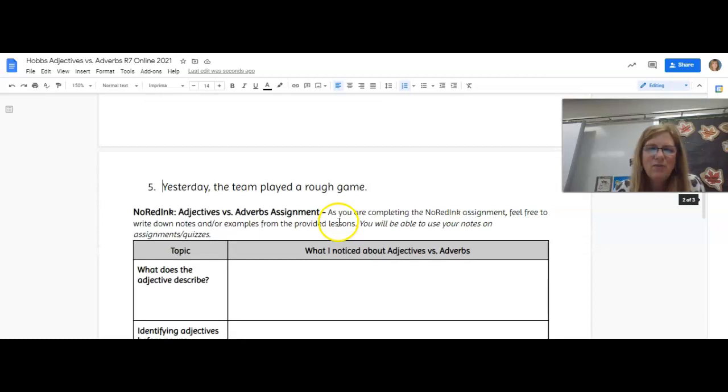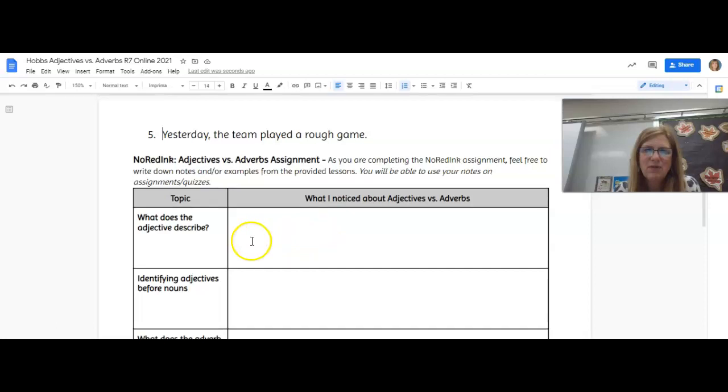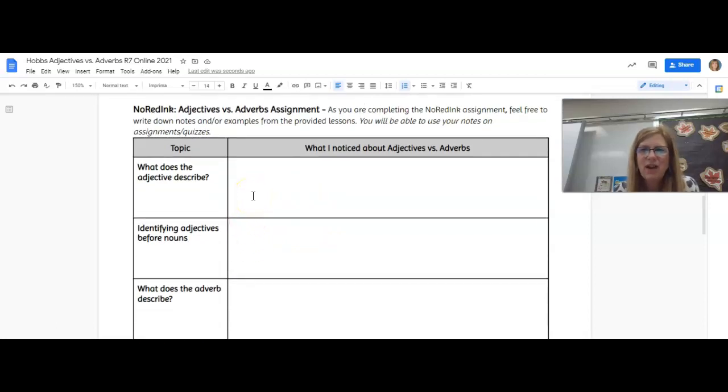After you're done with that, I want you to go to NoRedInk, and there are six topics dealing with adjectives and adverbs to give you a little bit more practice. If you are learning something or you want to write some examples down, this is a document that you can write that down. It is not required, but I will tell you it is an open note quiz when we get to it, and sometimes the notes and examples are an extra bonus to have later. All right, good luck. You know where to find me if you need help.